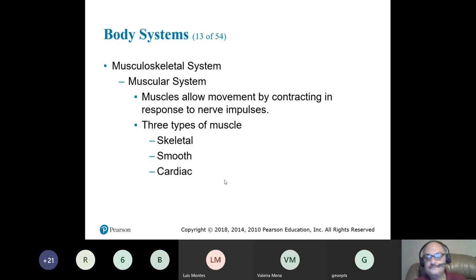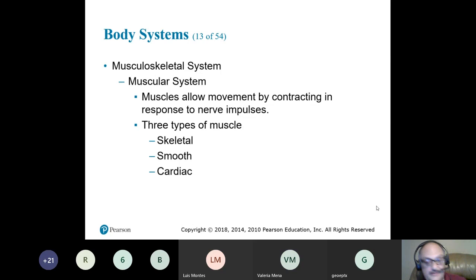Three types of muscle. The first one is skeletal muscle, also known as voluntary muscle. In other words, for me to be able to do this, like that, that's voluntary, right? My mind is telling those muscles to contract and relax to cause movement. So that's all voluntary.